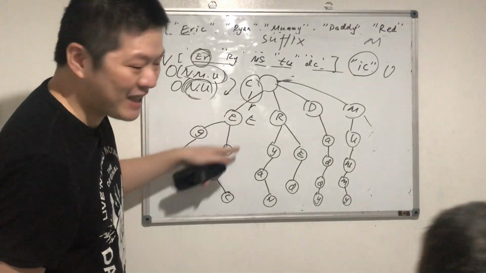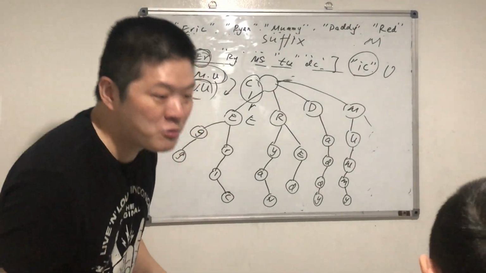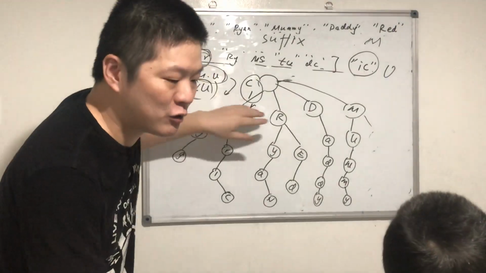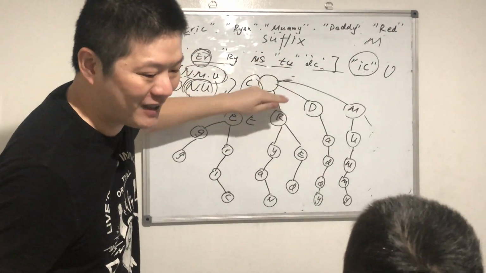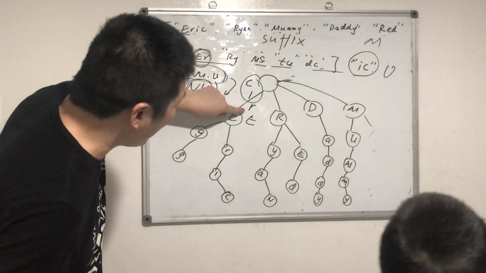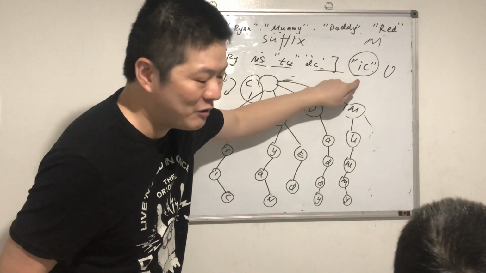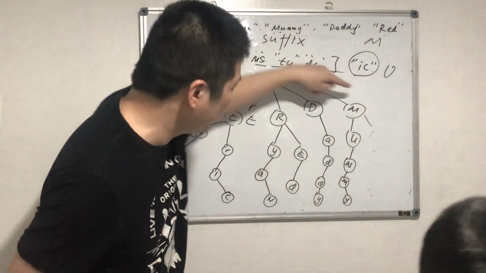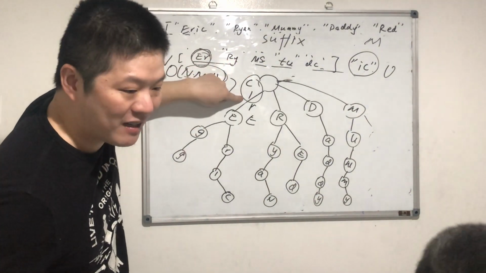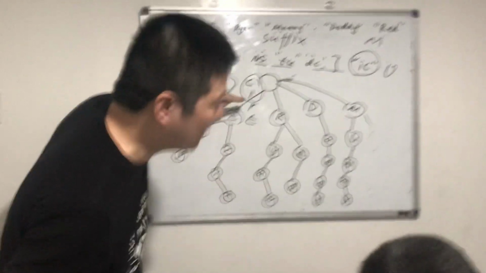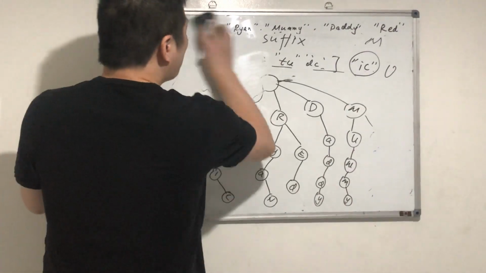So, you see? Do you get it? When we want to check the suffix, we reverse these words and build a trie in reverse order. So you'll have CIRE. And then when we want to check if there's a suffix IC, we reverse this, it becomes CI. Then we can find CI. Okay, so there's a suffix. Do you understand?